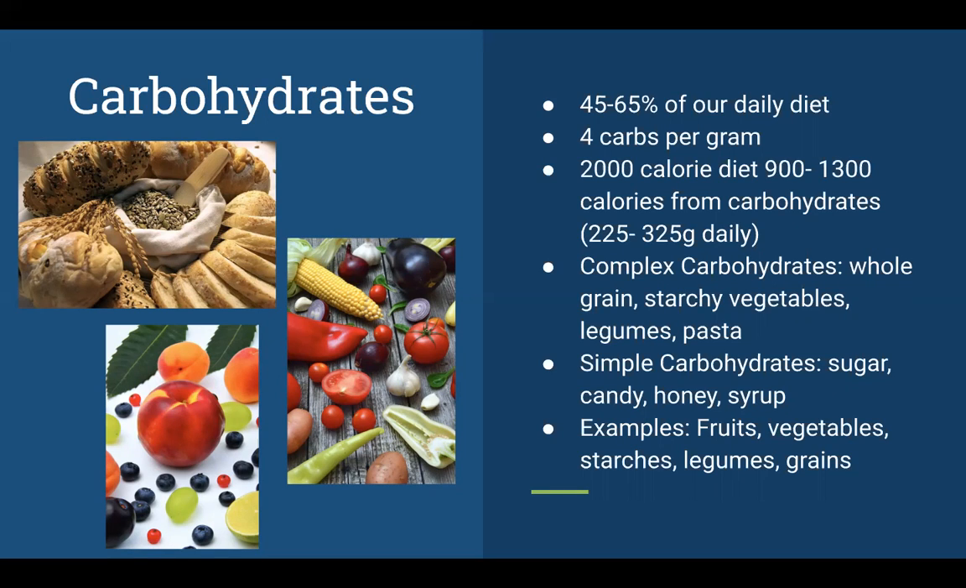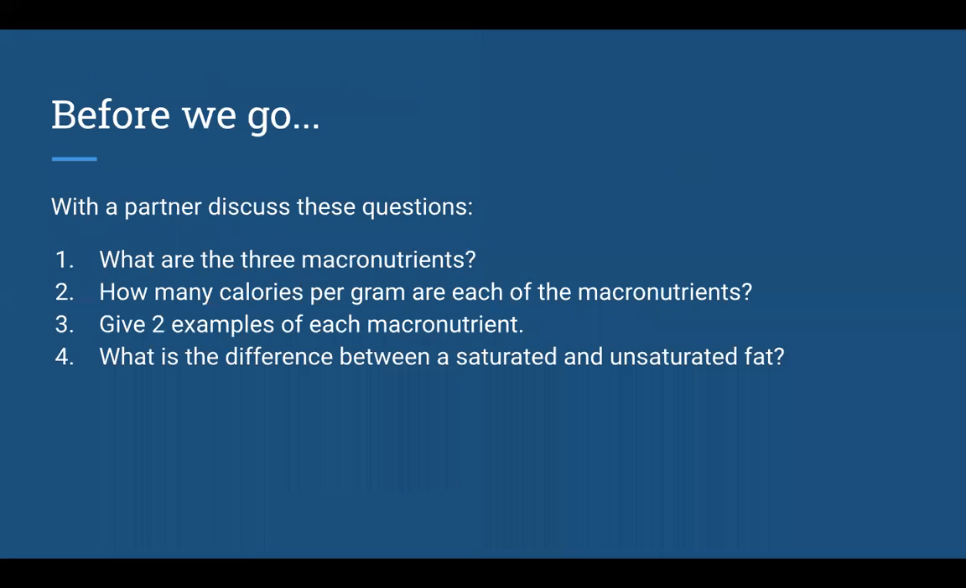We want to have a diet with more complex carbohydrates because those actually keep us fuller for longer compared to simple carbohydrates, which are based off of one sugar molecule. Some examples of carbohydrate foods, again, are fruits, vegetables, starches, legumes, and grains.